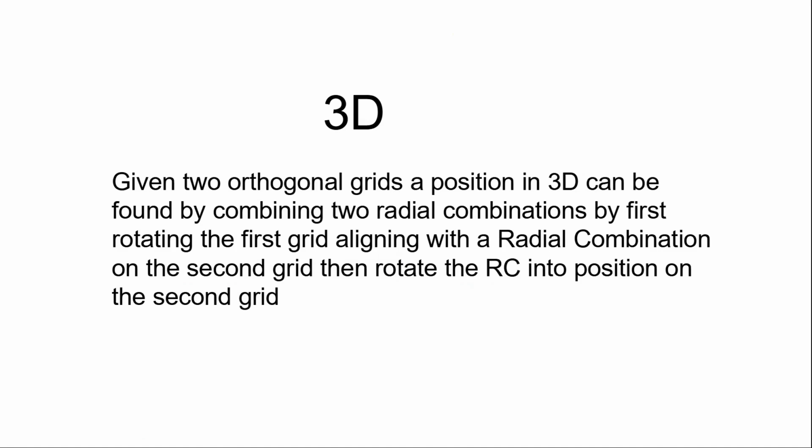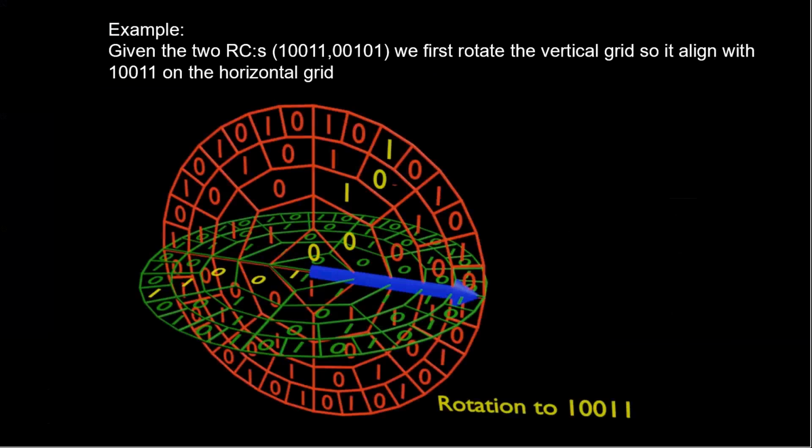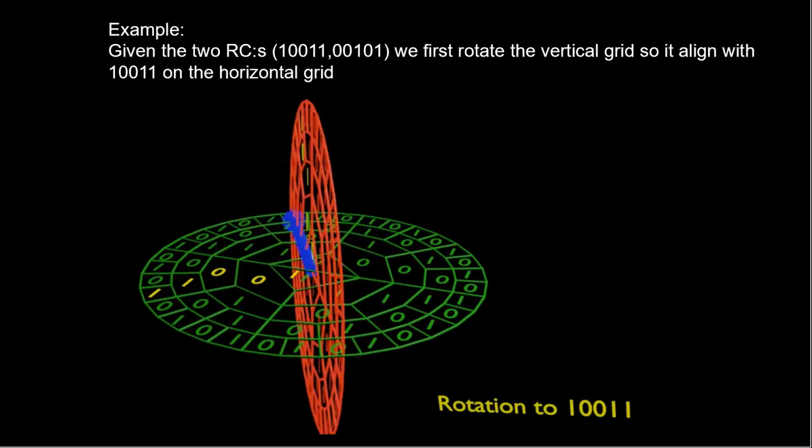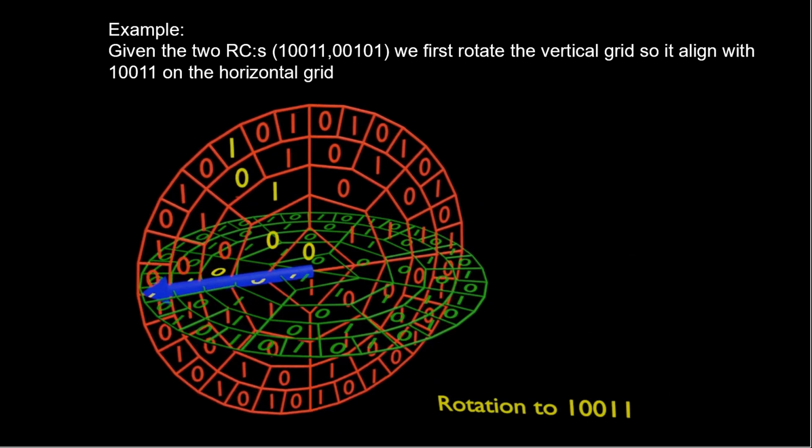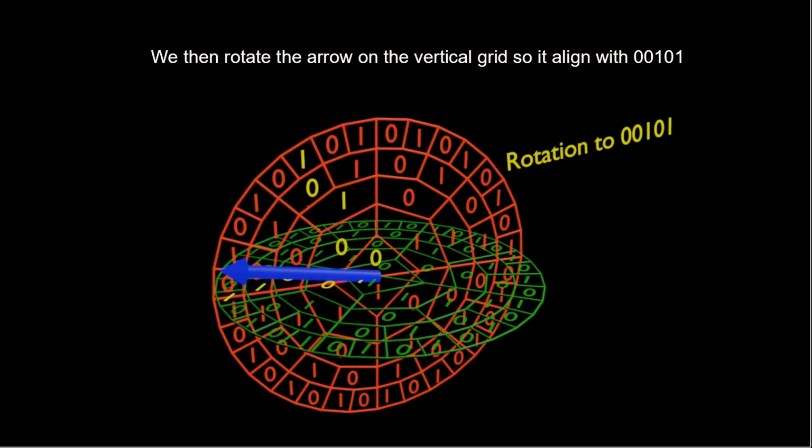Given two orthogonal grids, a position can be found in 3D by combining two radial combinations by first rotating the first grid aligning with a radial combination on the second grid, then rotate the RC into position on the second grid. Given the two radial combinations 10011, 00101, we first rotate the vertical grid so it aligns with 10011 on the horizontal grid. Then rotate the arrow on the vertical grid so it aligns with 00101.